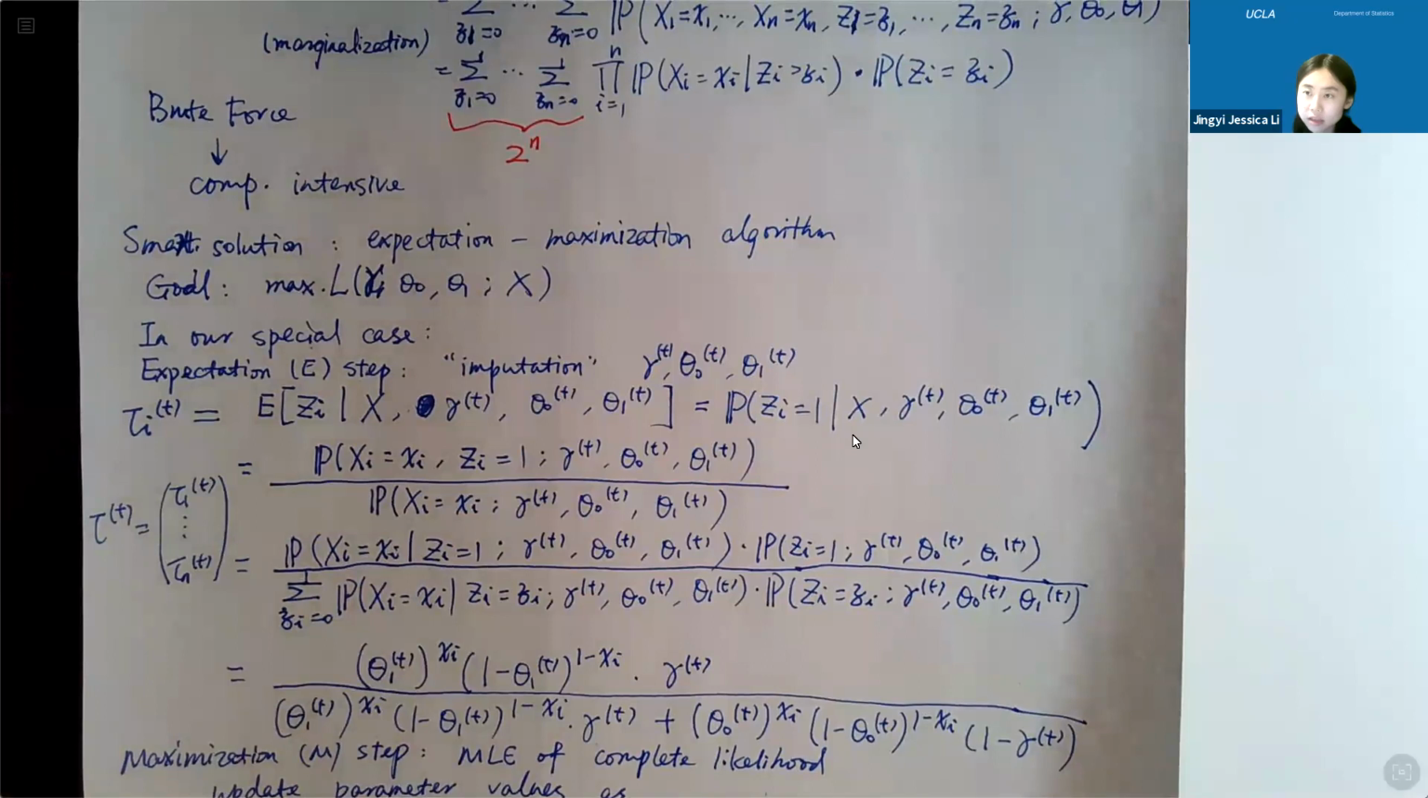But other than that, it's basically the same idea. So the only difference is given Zi, the distribution of Xi is different. Here, the distribution of Xi given Zi is just Bernoulli, but in your homework, it's a Gaussian or normal distribution.